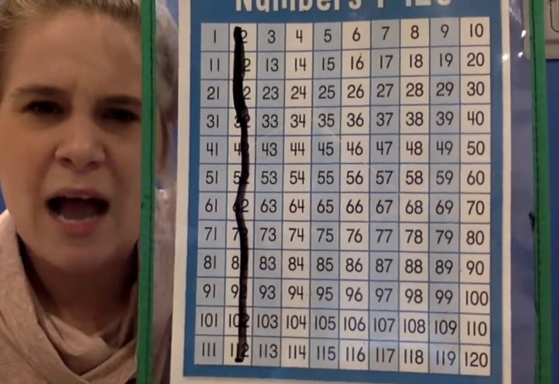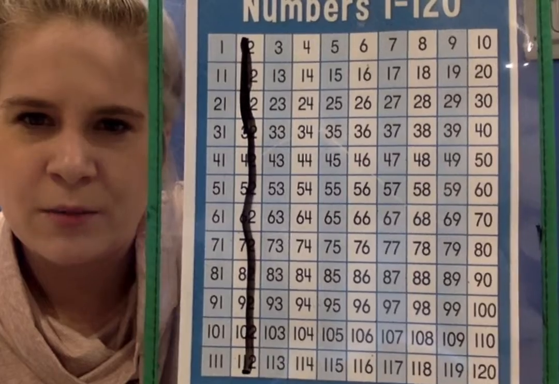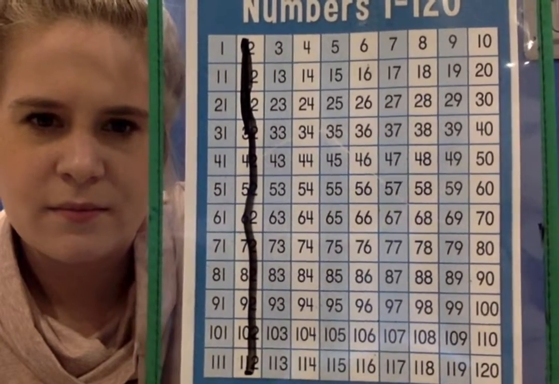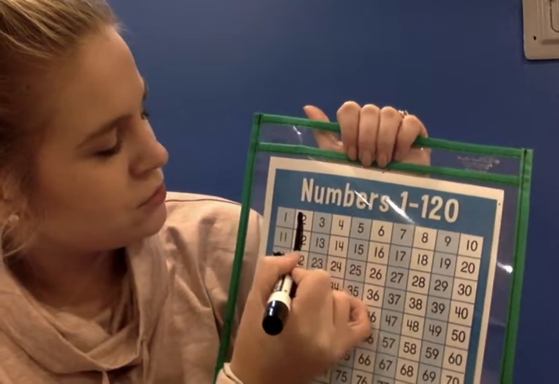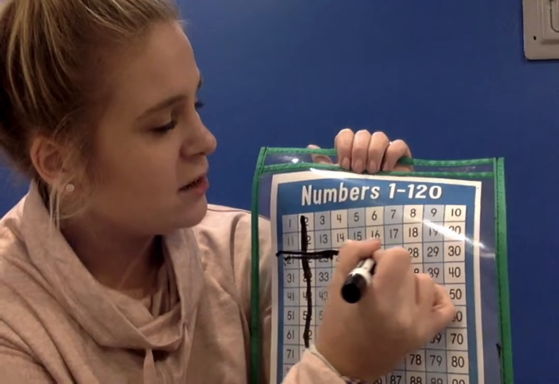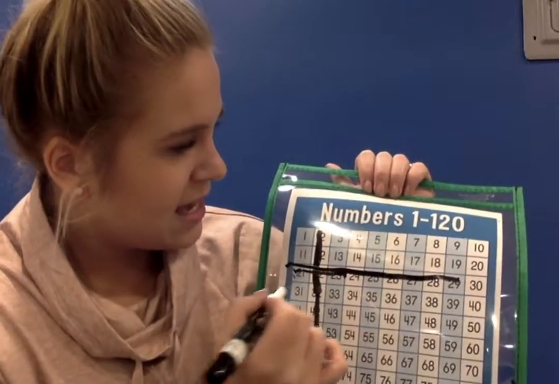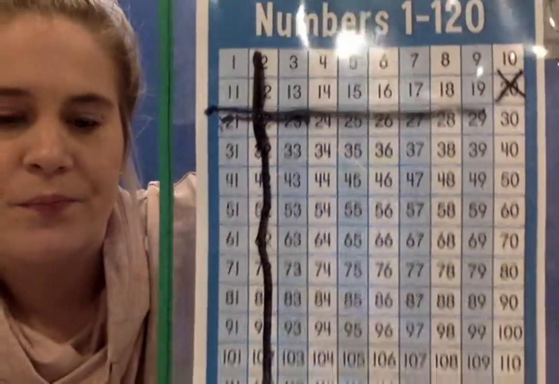What else could not be my secret number? Should I cross out any other rows? Yeah, all of the 20s, 21, 22, 23, those have 2s in the tens place. If my secret number has no 2s, it can't be any of those numbers. And 20 also has a 2.